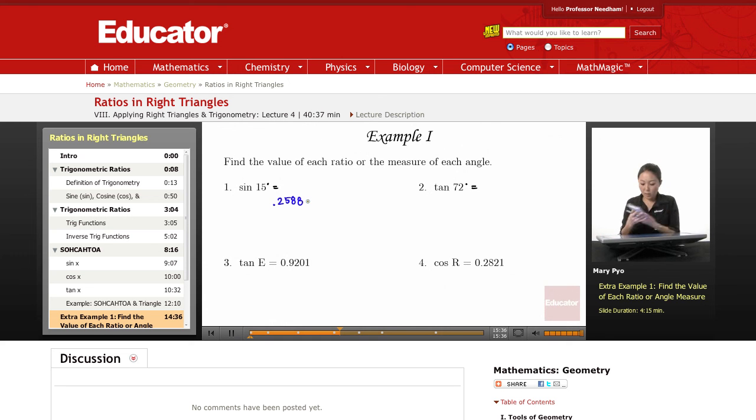And then the next one, it would be tangent of 72, and that becomes 3.0777. Okay, so I'm just rounding it to 4 decimal places. Write that over. 3.0777.